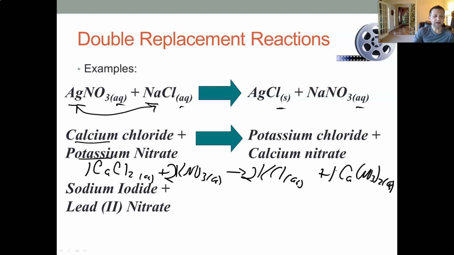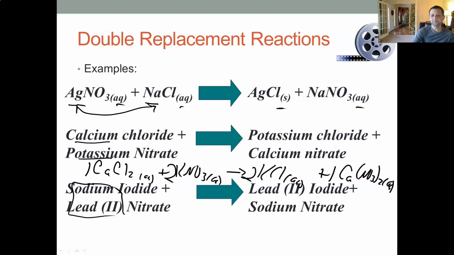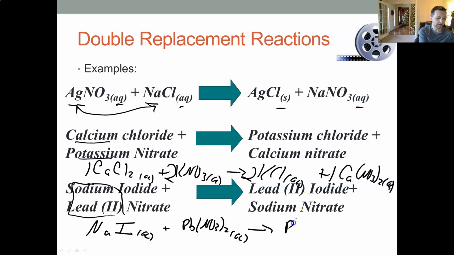Last one, sodium iodide plus lead-2 nitrate. So the sodium and the lead-2 will switch partners. And you'll create sodium nitrate and lead-2 iodide. Okay, so formula for that: sodium iodide, NaI, aqueous, plus lead-2 nitrate, PbNO3, aqueous, yields lead-2 iodide, PbI2, and that is a solid actually. That is going to be the video clip of this I show you in class. And sodium nitrate is aqueous.